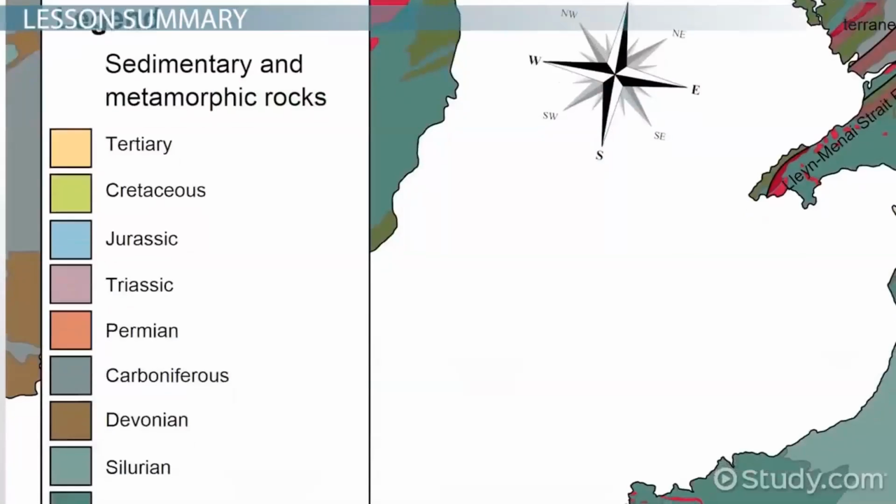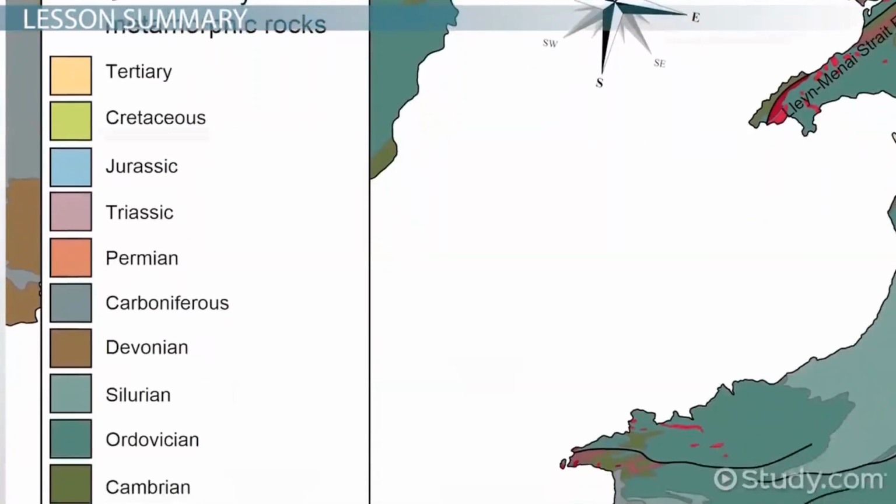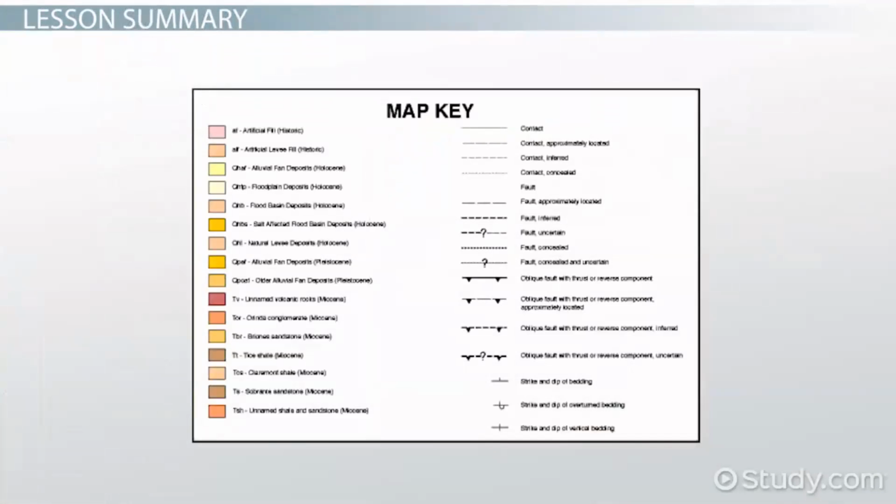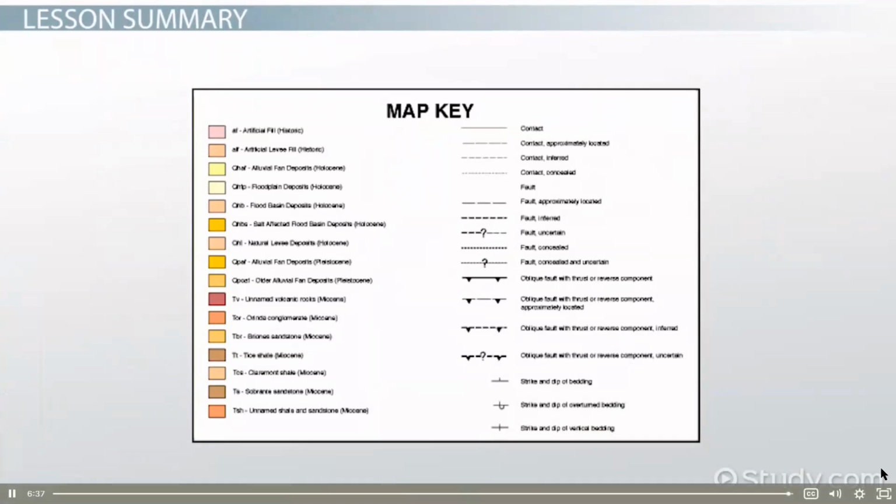But the most critical component for understanding a geologic map is the map key. Here's where you'll find a list of what each color and line represents, as well as any other features or important information about the map that will help you with your interpretation.